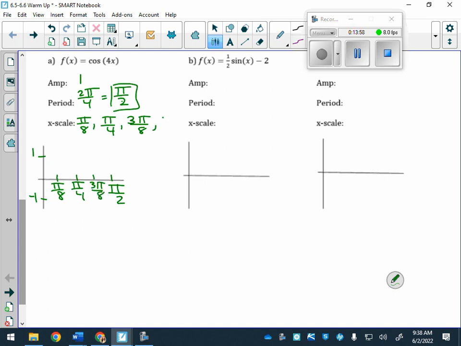And then we end up with pi over 2. Does everyone see that and understand it? Where do we start this graph? What value? Eliza? The max one. Good. 1. Then we're at 0. Negative 1.